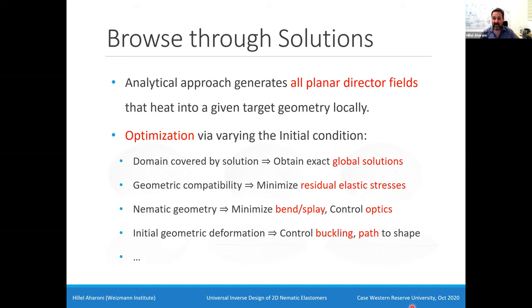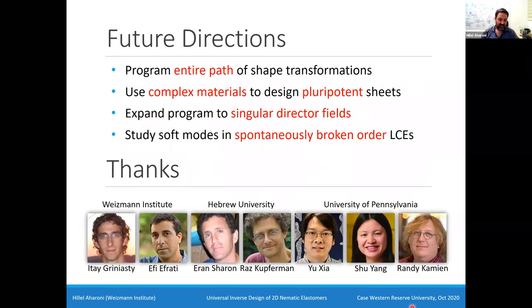So if we think about different applications of this, then we can, of course, change the initial condition in order to find, first of all, a global solution to the inverse problem, also to try and minimize residual stresses with respect to the external bending energy, and also to control maybe the path of shapes from flat to curved and so on. So, okay, with this, I would like to end.